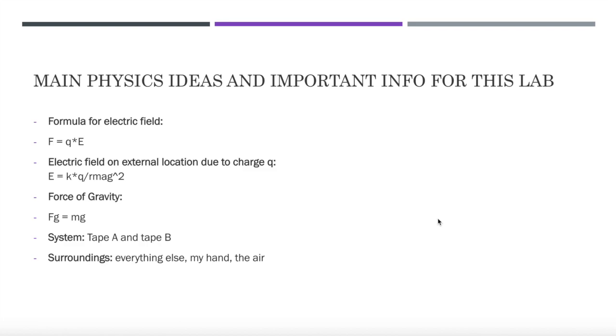A couple main physics ideas and important information are, first of all, the formula for the electric force, which is force equals the electrical charge times the electrical field. The electric field at an external location due to charge Q is given by K times Q divided by the magnitude of the relative position vector squared. And then the force of gravity is also important. I also want to identify the system, which is tape A and tape B, and the surroundings, which is everything else, including my hand and the air.